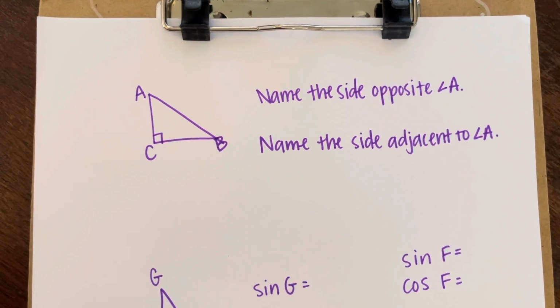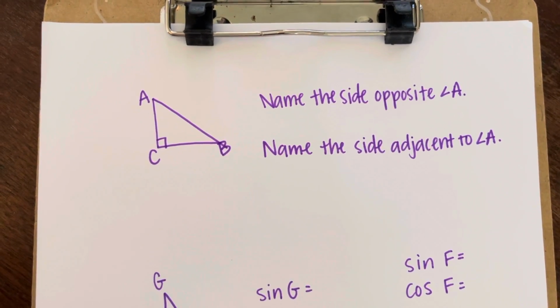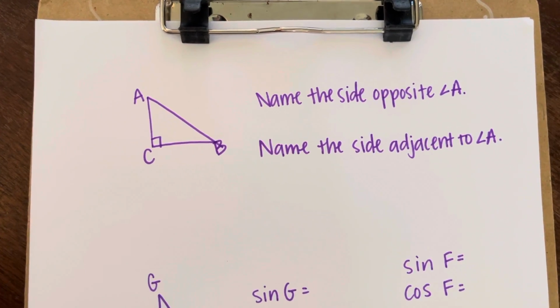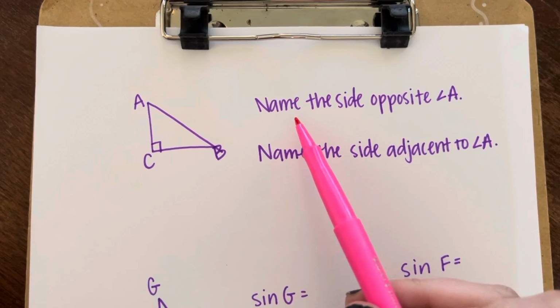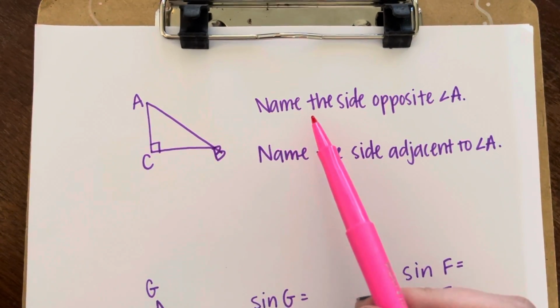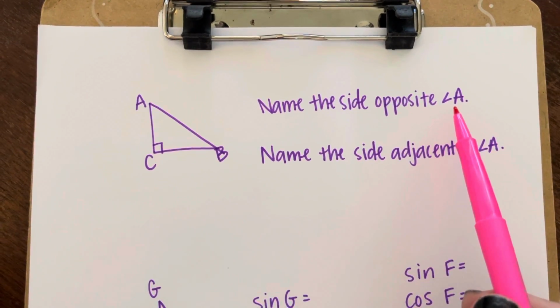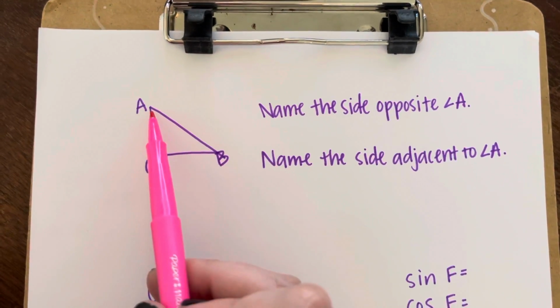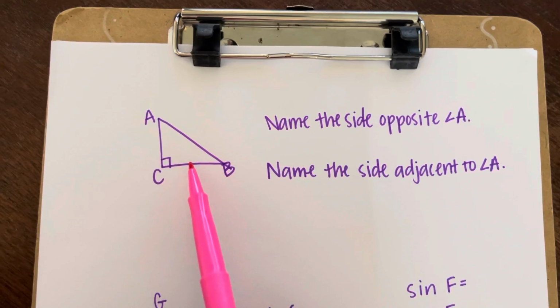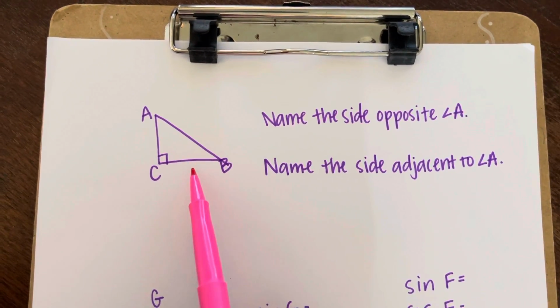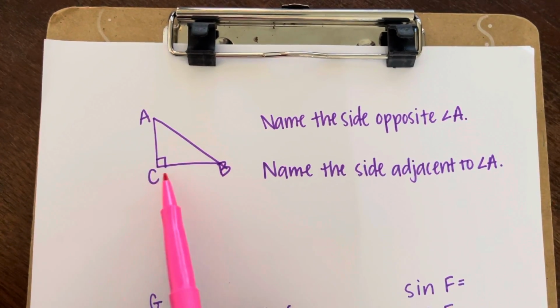In this video, I'm going to show you some basic things for starting to deal with sine, cosine, and tangent. In the first example, I have a right triangle, and it says to name the side opposite angle A. Here's angle A, so opposite that angle would be all the way on the other side of the triangle. That would be this side.